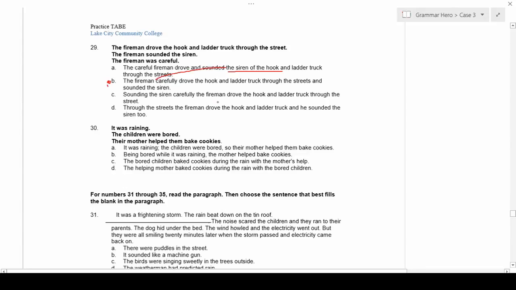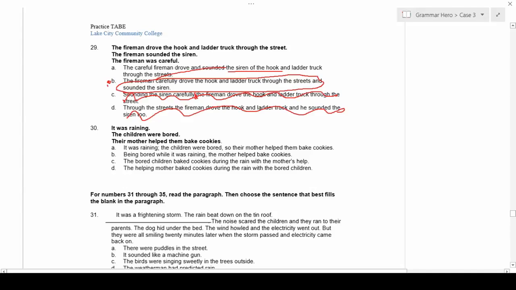This is not a bad sentence, but it would need a comma right here, for reasons I'm not going to explain in this video, so this one's not correct. Through the streets, the fireman drove the hook and ladder truck, and he sounded the siren too. Not a good sentence, very choppy. So we're going to go with B.